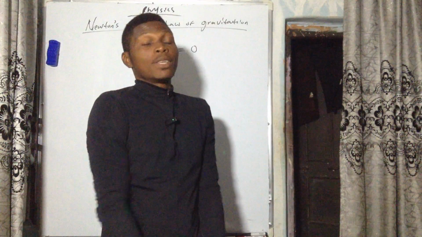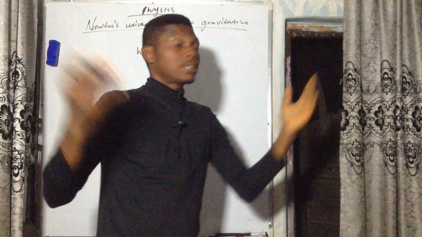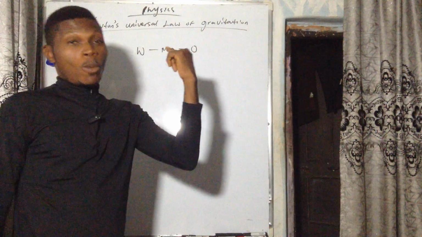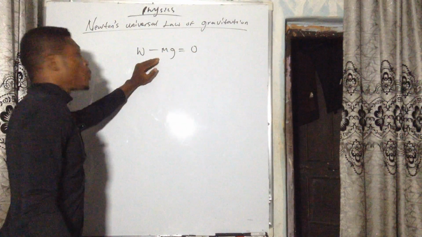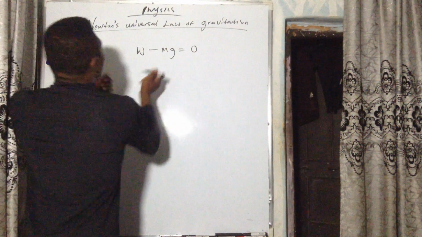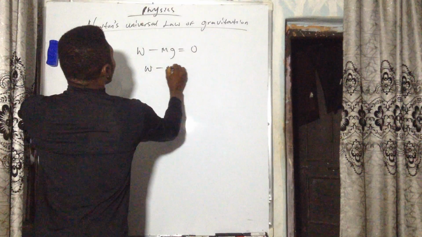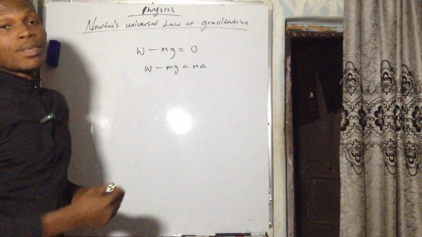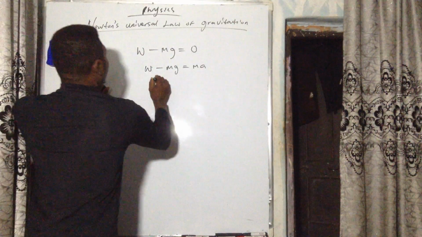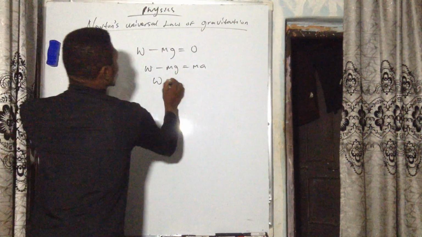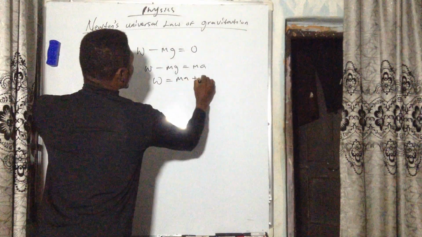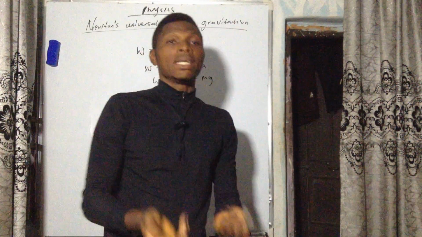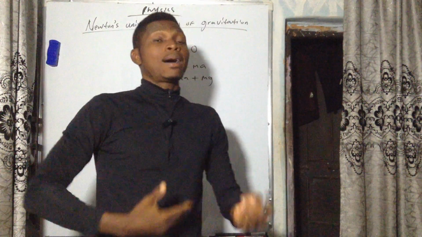But when the elevator is moving, you are standing on the elevator, and it is moving upwards. If it is moving upwards, the acceleration is upwards. So this net force, W minus mg, will be equal to mass times acceleration, ma. So W is equal to ma plus mg. We call this W your apparent weight.